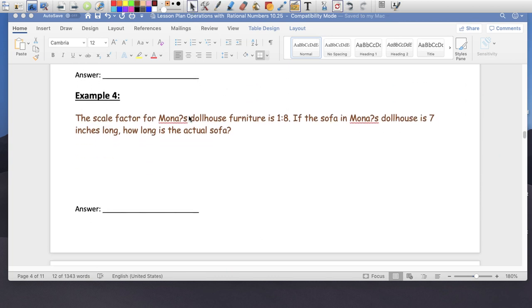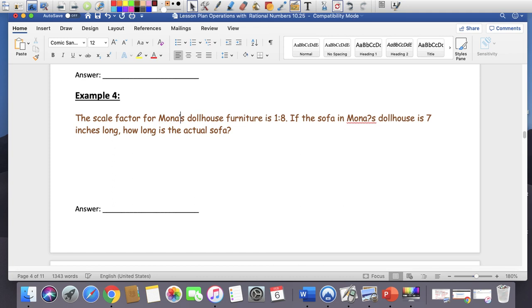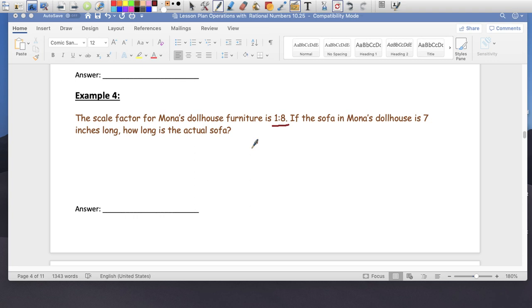And then we have the scale for Mona's dollhouse furniture is 1 to 8. If the sofa in Mona's dollhouse is 7 inches long, how long is the actual sofa? So here we have a scale, and it says that the scale factor. Now, there are no units in scale factors, the units are always the same. So we're talking about inches. So this says 1 inch is to 8 inches. So that's the relationship here.